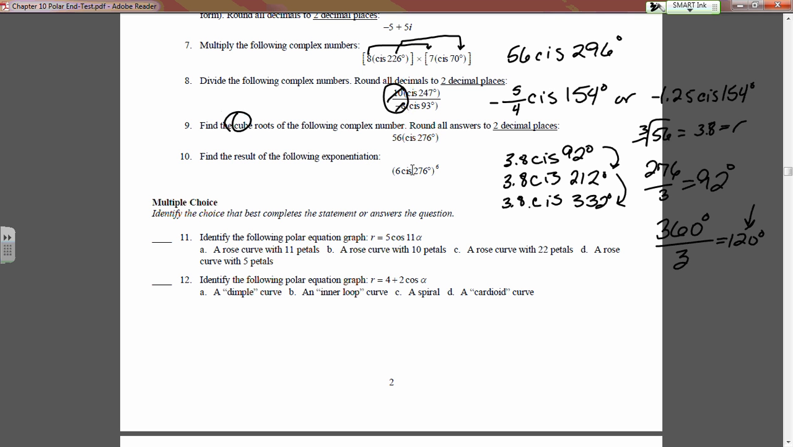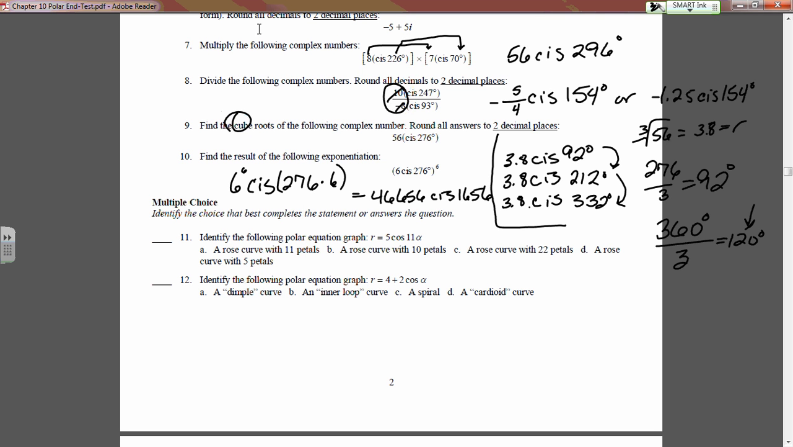All right, find the result of the following. Yeah, I can't say that word. All right, so remember, this is simply 6 raised to the 6th CIS of 276 times 6. Okay, which equals 6 raised to the 6th is 46,656 CIS 276 times 6, which is 1656. All right, don't get these two confused. So this is just simply 6 raised to the 6th CIS, your angle times the exponent, so 276 times 6. All right, so there it is.